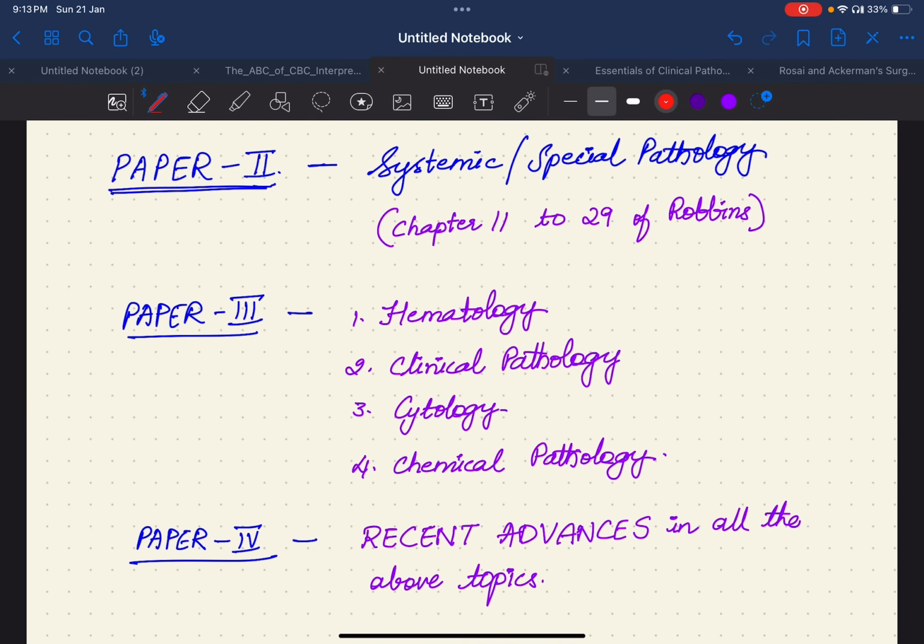Paper 2 deals with systemic pathology or special pathology, like all the organ systems: cardiovascular system, respiratory system, genitourinary system, male and female reproductive systems, liver and biliary tract, gastrointestinal system, etc. For all these organ systems, their benign and malignant conditions and morphological features in detail, you will have to study in paper 2. Once you are well versed with general pathology, systemic pathology becomes a cakewalk. Systemic pathology includes chapters 11 to 29 of Robbins' 10th or 11th edition.